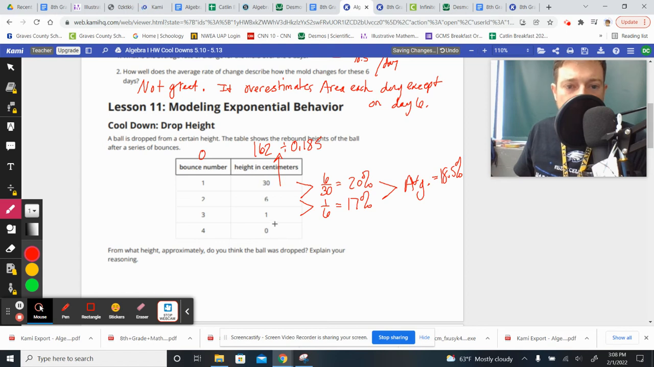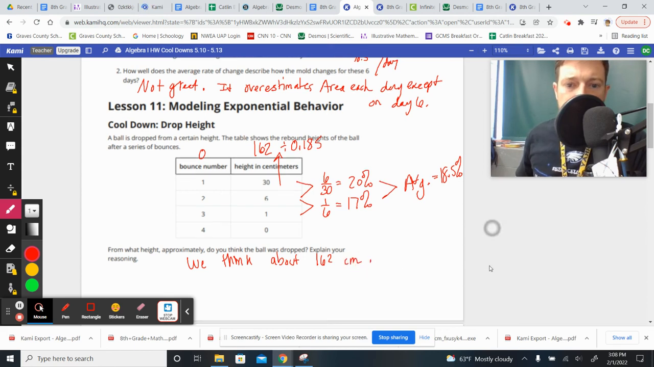This is not a very bouncy ball. We saw a tennis ball today was like 53%. The dodgeball was around 75, 80%. So this is not a very bouncy ball. It's only keeping about 20% of its height every time that it bounces. So from what height approximately, we're going to say we think about 162 centimeters.